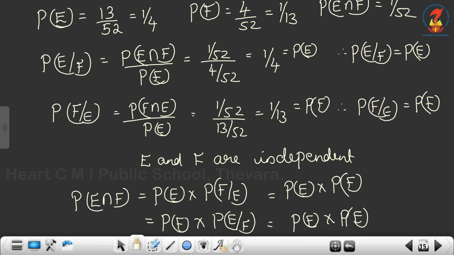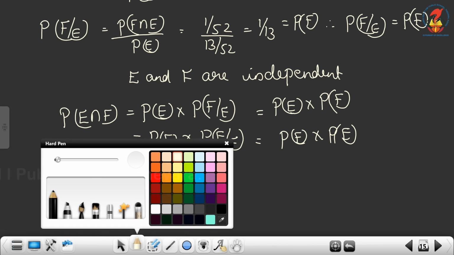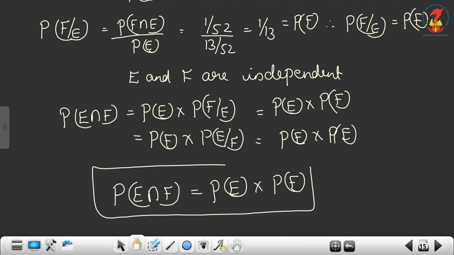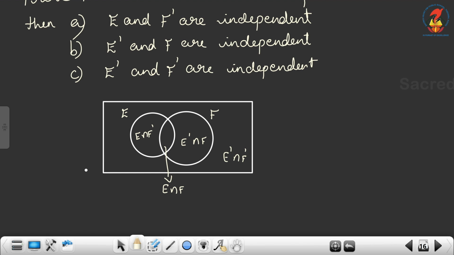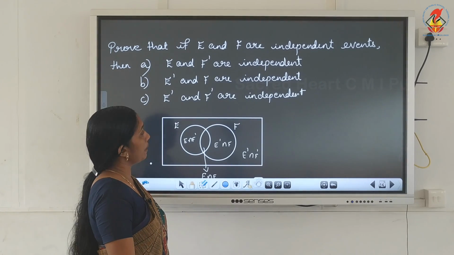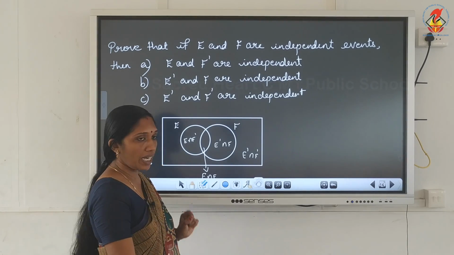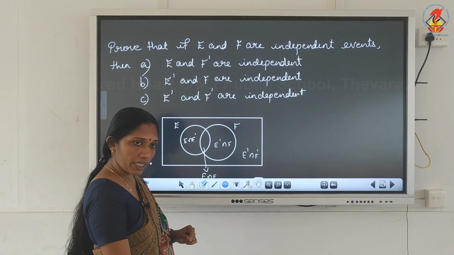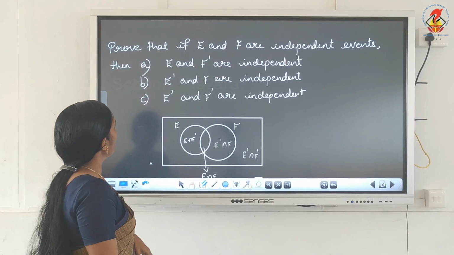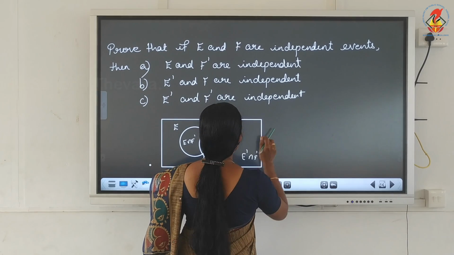So this result is very important. If E and F are independent events, then P of E intersection F is always equal to P of E into P of F. Now, prove that if E and F are independent events, then E and F dash are independent, E dash and F are independent, E dash and F dash are independent. Okay, so we can prove the first one. The same way you can prove everything.